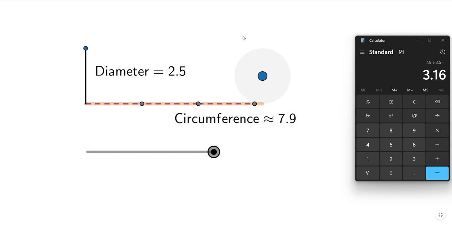If you look at the formula of a circle, you always find a pi. This is the reason why there is always a pi with a circle.